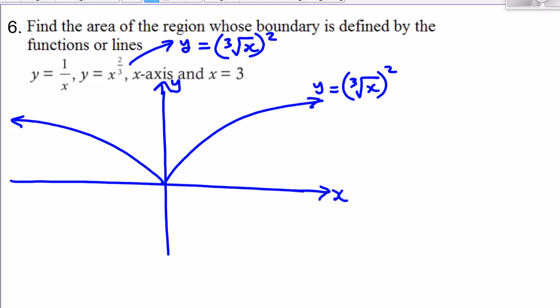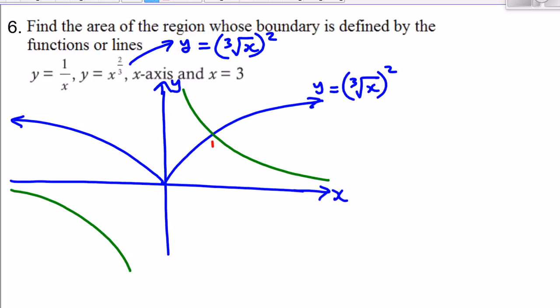So that one, on this side, you have something like that. On this side, you have something like that. The last one, x is equal to 3. Now, we really don't know where x is equal to 3 here, unless we find what that is.